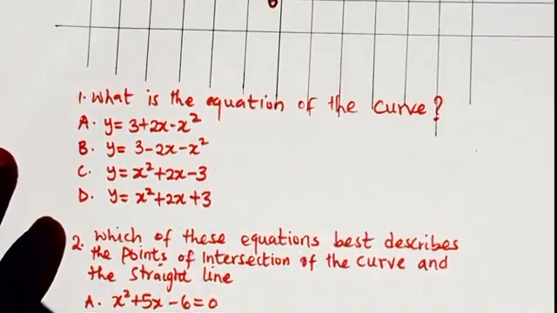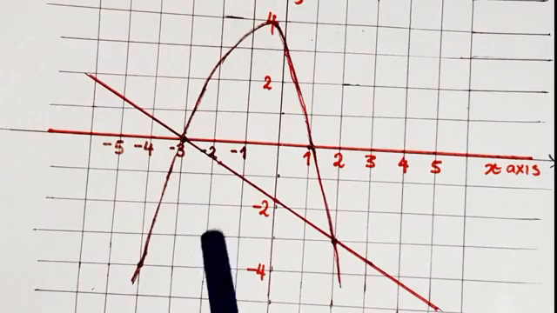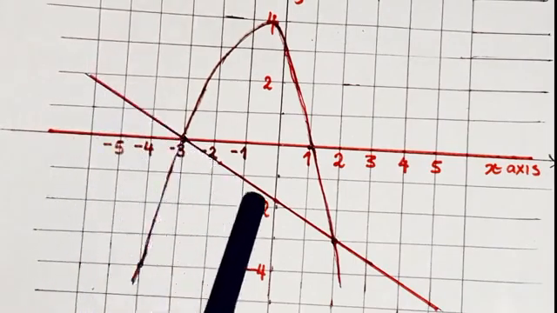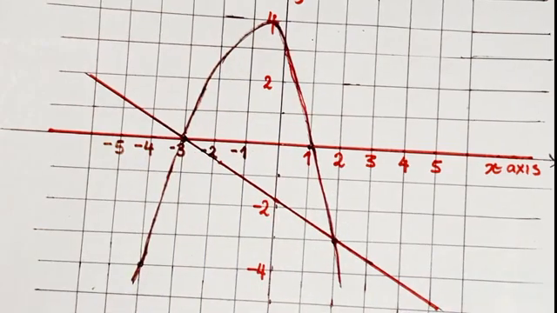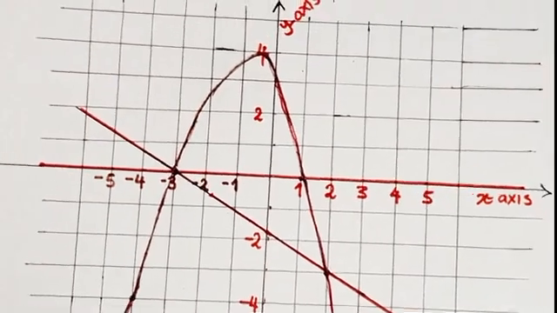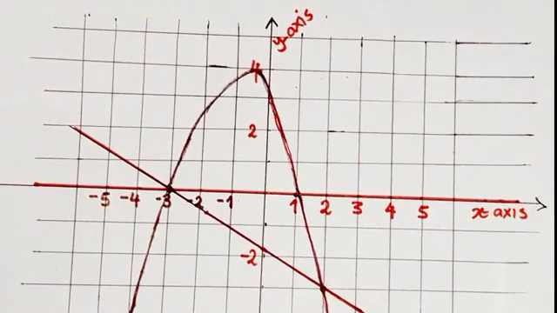So on the graph we can see we have the curve and the straight line, this straight line here, and the curve here. So we want to know the point of intersection now. So from this graph, we can actually bring out the point of intersection.